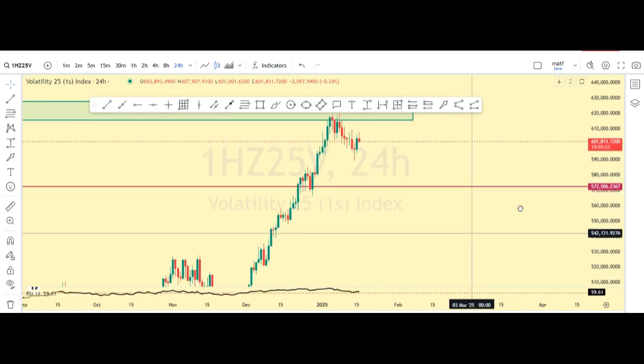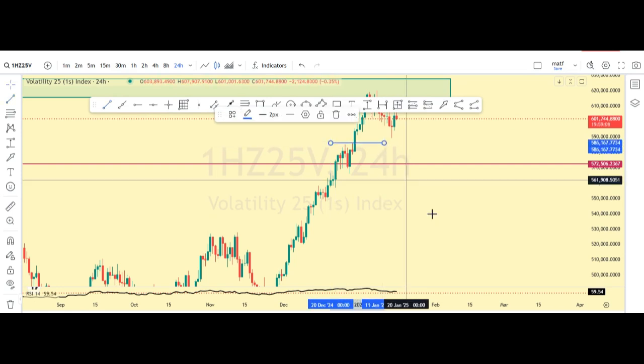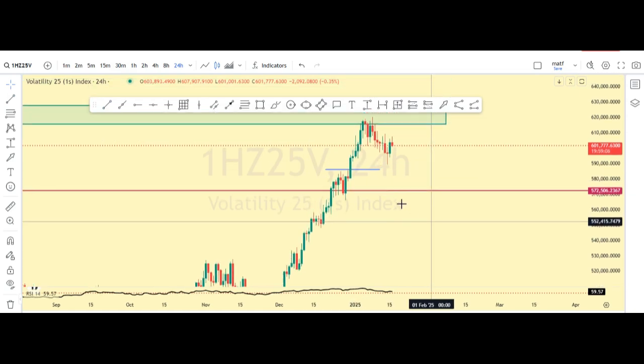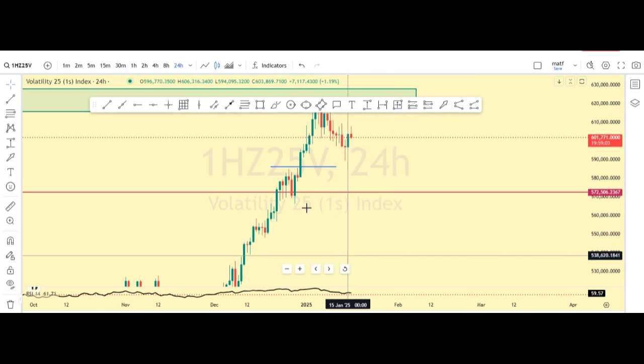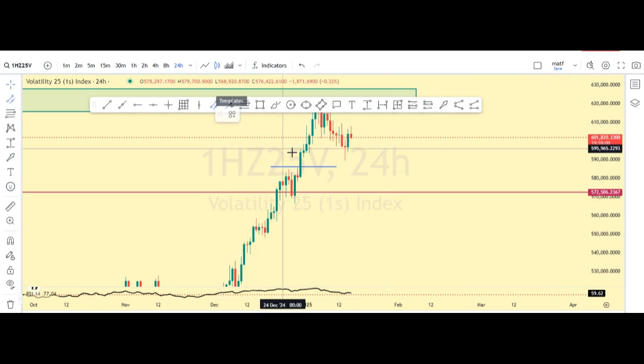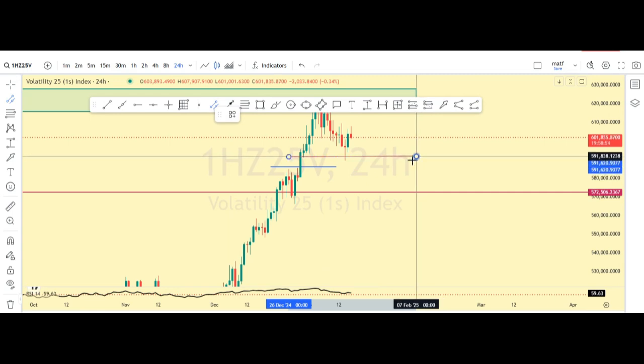Remember what I said yesterday, the mini break of structure gave us this up push. The structure is this mini break of structure. If you're just joining this video, you can go back to the one I posted yesterday, the previous one before this. Now look at what happened yesterday. I told you we have a mini break of structure. If you go to the 4 hours, it will be very obvious and clear for you. This is it.